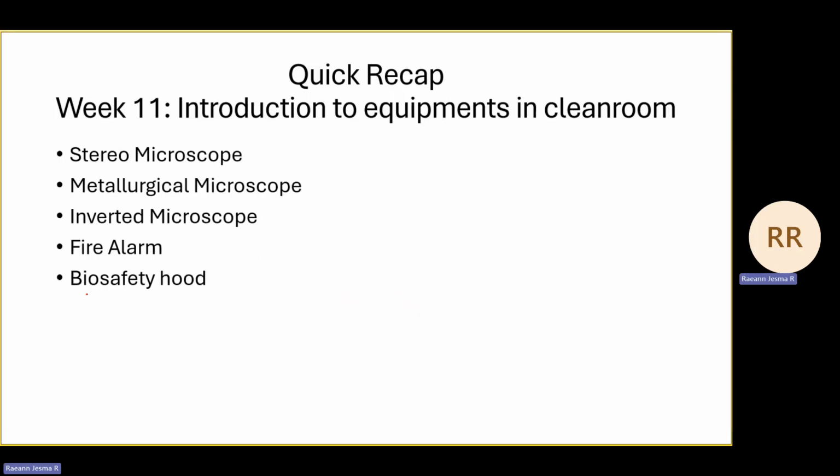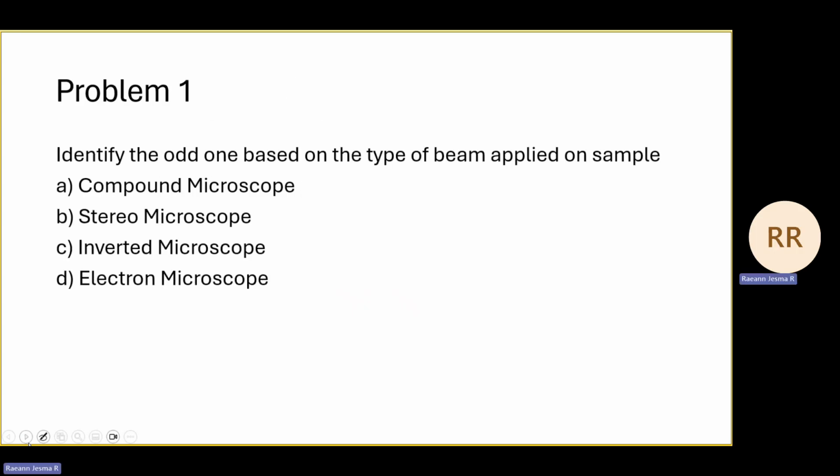So now let us move on to some of the problems regarding the content that was covered in week 11. The first problem is: identify the odd one based on the type of beam applied on the sample. Option A is compound microscope, B stereo microscope, C inverted microscope, D electron microscope. So you have to find which one is the odd one out, and the hint given here is the type of beam that is applied on the sample. So which one do you think is the correct answer?